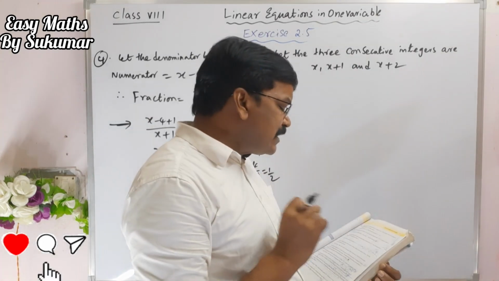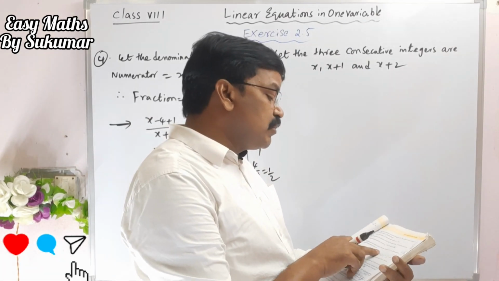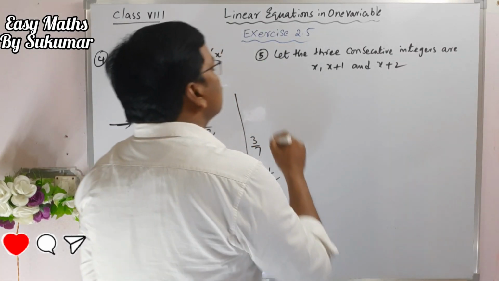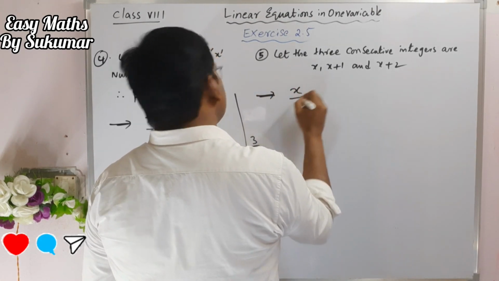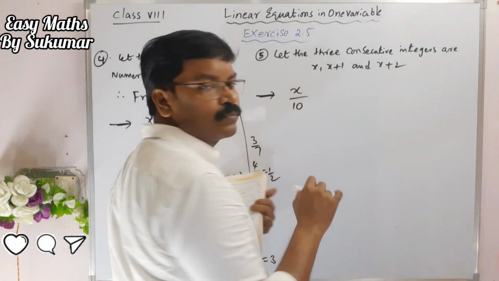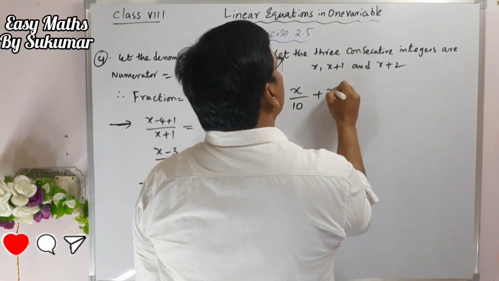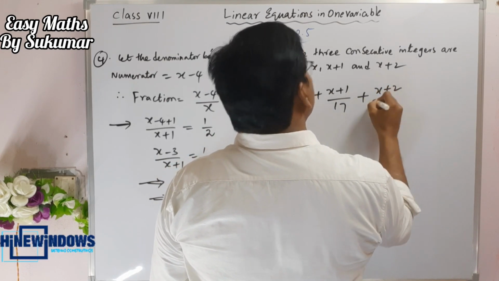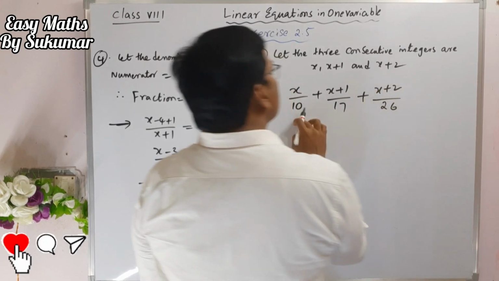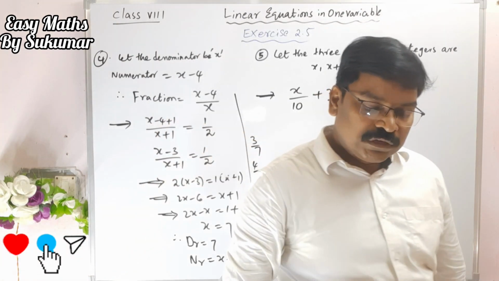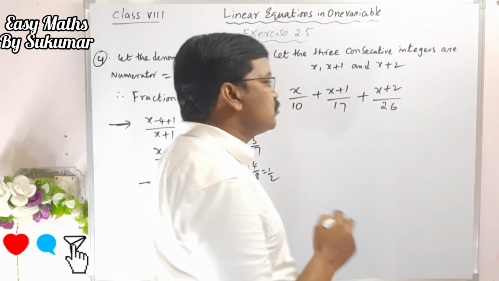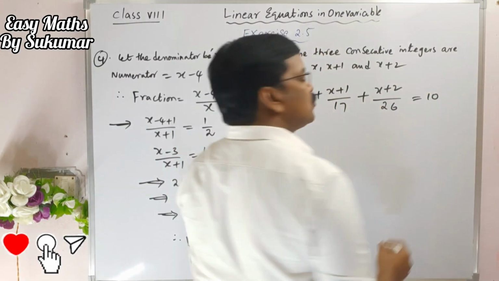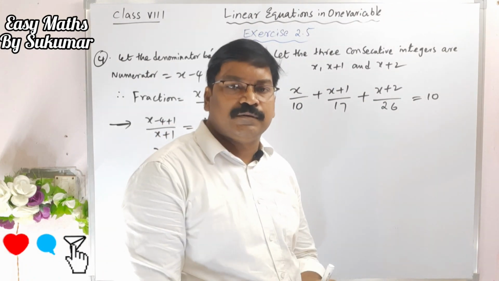Okay, my dear students, here what is given? These three consecutive integers are divided by 10, 17 and 26. So one is x divided by 10, the other is x plus 1 divided by 17, and x plus 2 divided by 26. We will get three quotients, and the sum of the three quotients is equal to 10. That is the statement, right?